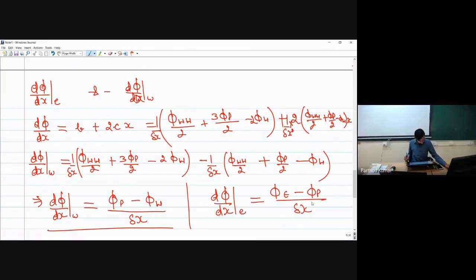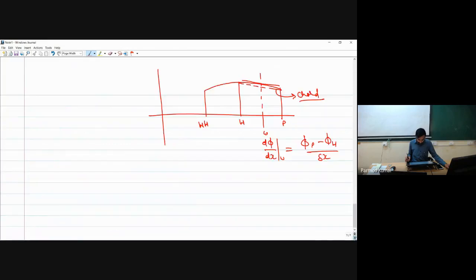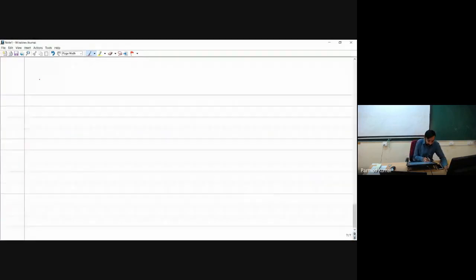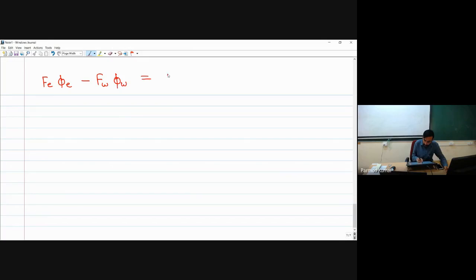Yes, sir. Now I have obtained all the values, so I will be substituting all the values in my main equation. The main equation is Fe into phi E minus Fw into phi W, which is equal to gamma E times d phi by dx at E minus gamma W into d phi by dx at W. Now can you substitute values over here?